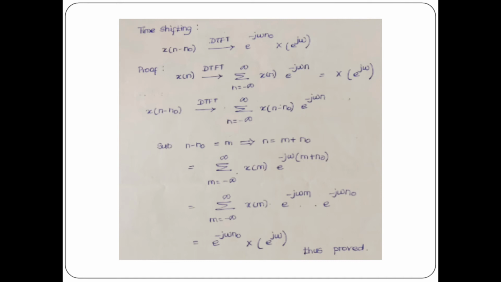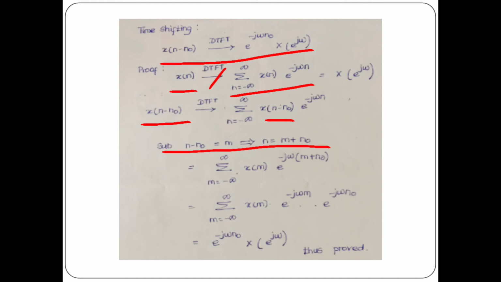And the next one is time shifting. x of n minus n naught on taking DTFT will give you e power minus j omega n naught into X of e power j omega. So if we take x of n discrete time Fourier transform, we have got this expression. So if we take x of n minus n naught DTFT, in place of x of n we have to write x of n minus n naught. Let us substitute n minus n naught is equal to m, in which n is equal to m plus n naught. So in the place of n minus n naught, you substitute m, and in the place of n you substitute m plus n naught.